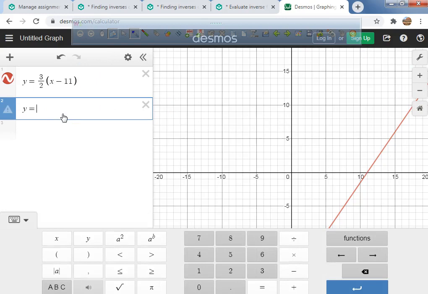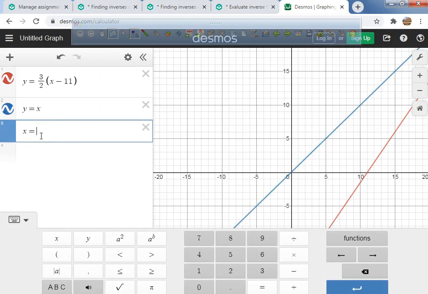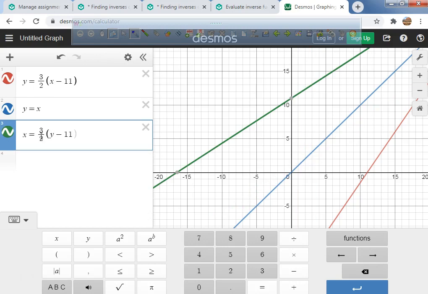I'm going to put y equals x, because we know it's going to reflect across y equals x. And then I'm going to switch out the x's and the y's. So I'm switching out x and y. So what should our final answer trace? It should trace which graph? It should trace the green graph once we finish solving it. If it doesn't trace the green graph, then you guys messed up somewhere.